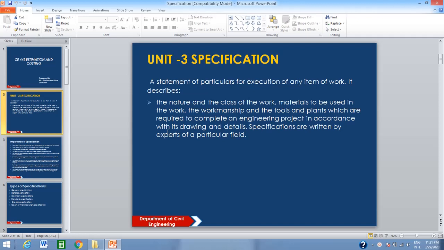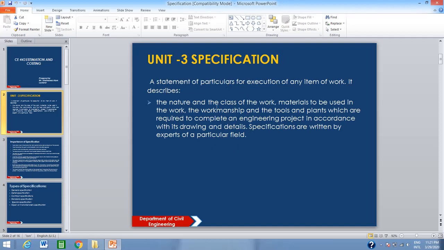It describes the nature and the class of the work, the material to be used in the work, the workmanship, and the tools and plants which are required to complete an engineering project. In accordance with the drawings and details, a specification is written by an expert in the particular field. Generally, the whole cost of the project will depend on the specification of the material.